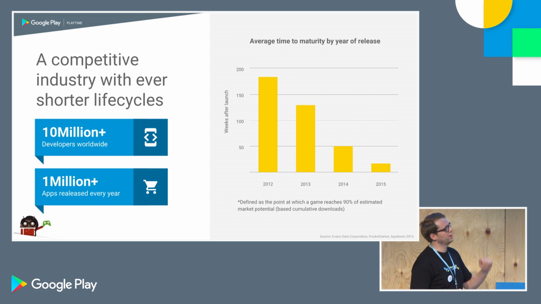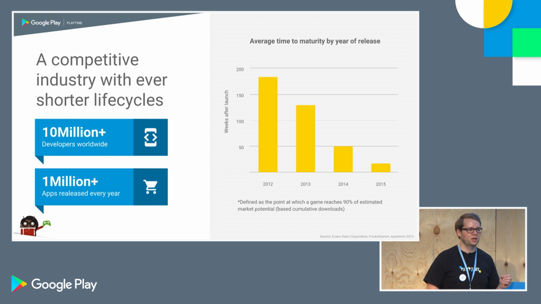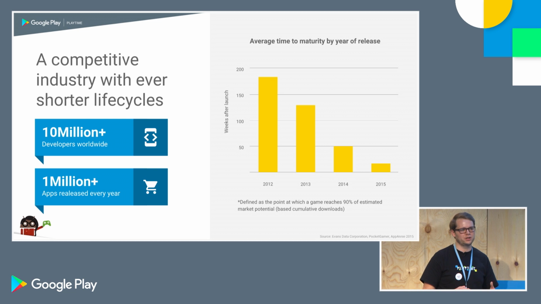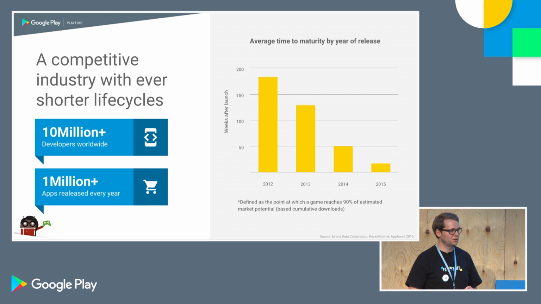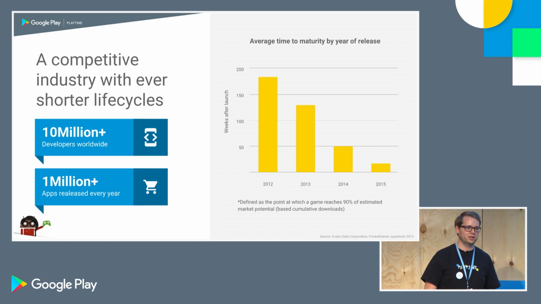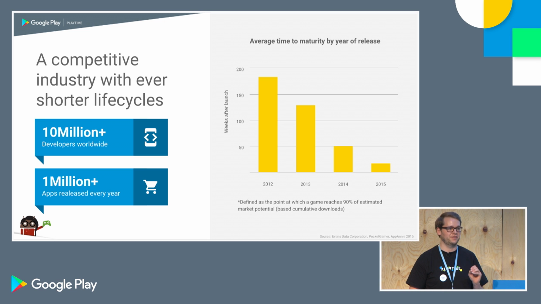And if you look on the right side, if you think about games, the life cycle of games has shortened as well over the past years. In 2012, the average game matured after a bit more than 150 weeks. Last year, it was a bit less than 50 weeks. So you have a competitive market, shorter life cycles, and also increasing production values. And this means you want to have your user acquisition strategy as effective as possible.